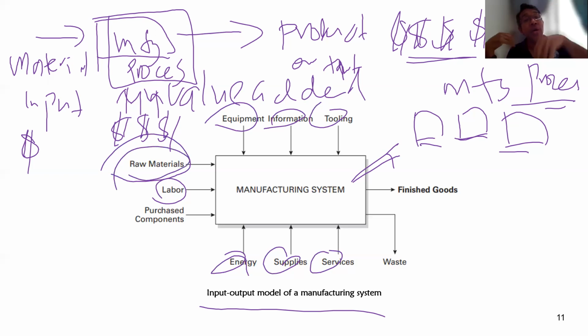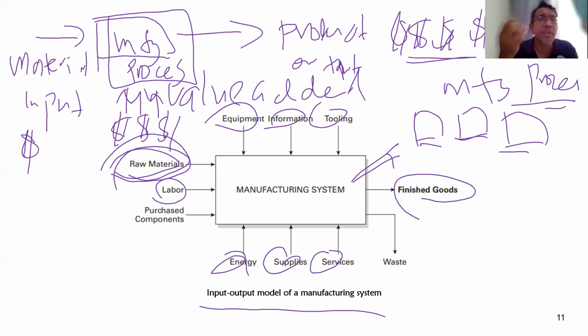So raw material is also one input to the manufacturing system. All of this is considered input to the manufacturing system. But labor, equipment, information, and tooling are input to the process itself, adding value to the process itself, to change the raw material coming in into another form as a finished good product. When they do that, they release not only product, but also waste.